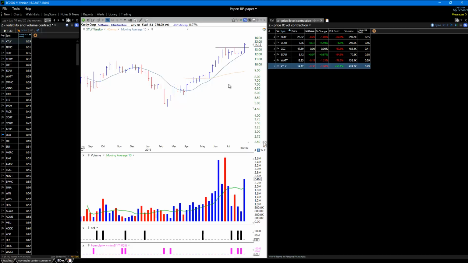So there you have it, just a really easy way to scan for a dry up in volatility on the weekly chart. This can also be applied to the daily and the monthly as well, depending on your time frames.